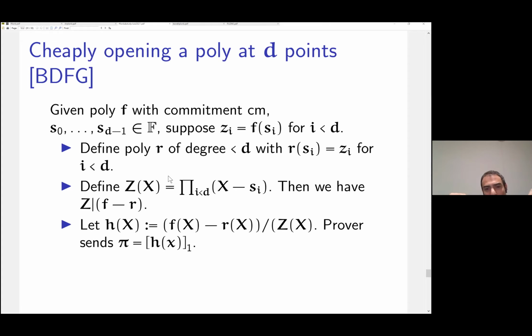So this suggests the following thing, which in fact was in the original KZG paper. Similarly to standard KZG, let's now compute this quotient, f of x minus r of x divided by z of x. Call this quotient h, and let the prover send the encoding of h.